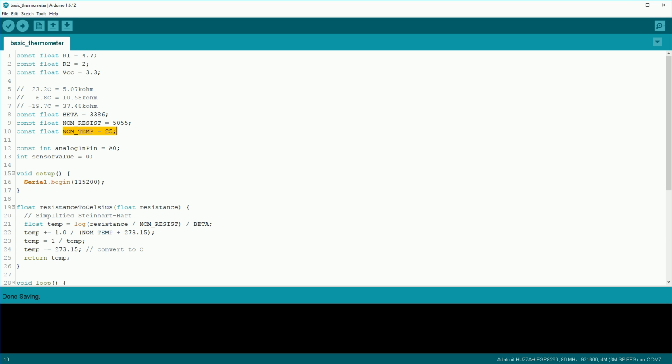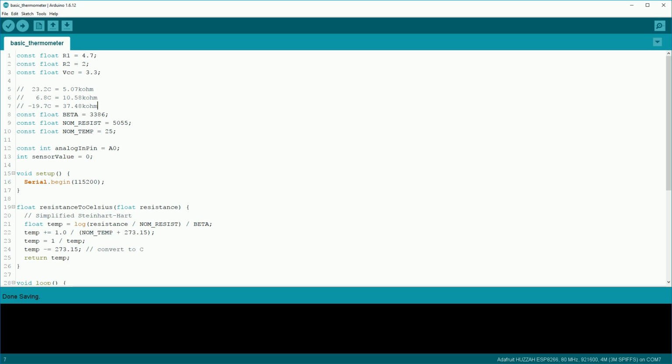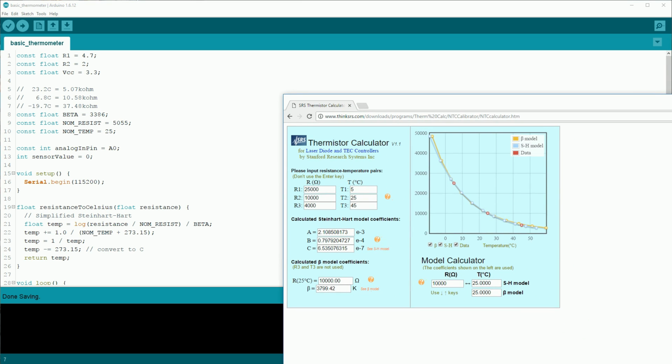I took my thermistor into three known temperatures and measured the resistance it had in those temperatures. In this case, room temperature, my fridge, and my freezer. Taking these temperatures, I can then put them into a calculation program, such as this one on the Stanford Research Systems website. You just put in your three values here, and it gives you both the full coefficients for the complex model and also the simplified ones, the model we're using, and here's beta.